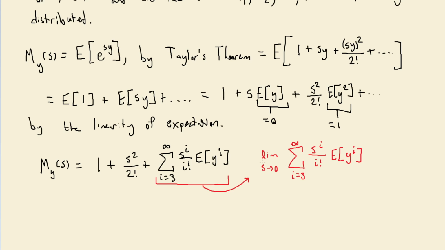And so what's the limit of this as s tends towards 0? It should be pretty obvious here, but we have an s in the numerator that's going to tend towards 0, so this would just be 0 times something. And so this is just going to be the sum of infinitely many zeros, but that's just equal to 0.